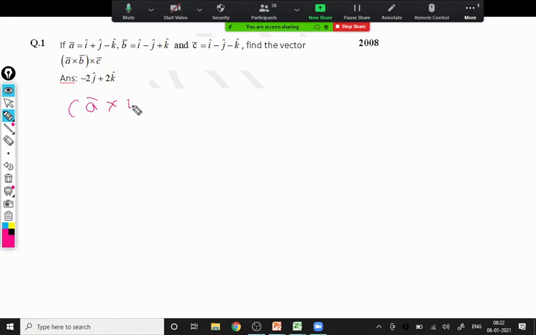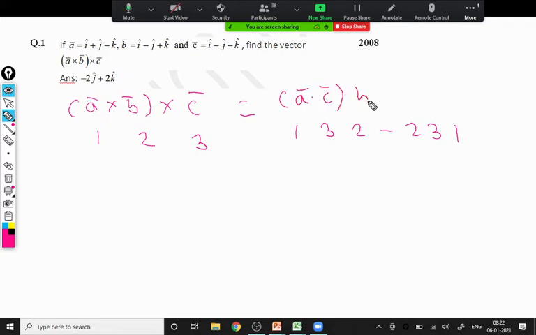A cross B cross C. Now this is 1, 2, 3. Which formula do we have? 132 minus 231 or 132 minus 123? So 132 minus 231. So 132 means 13, that is A dot C into B, minus B dot C into A.